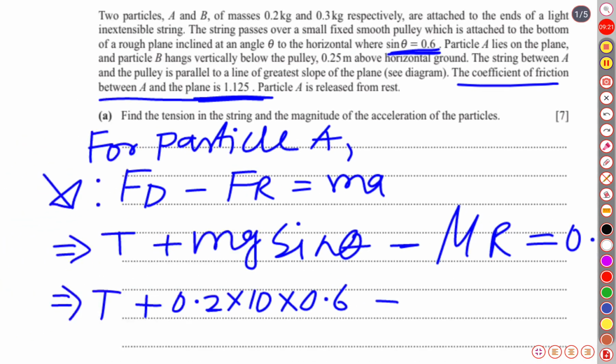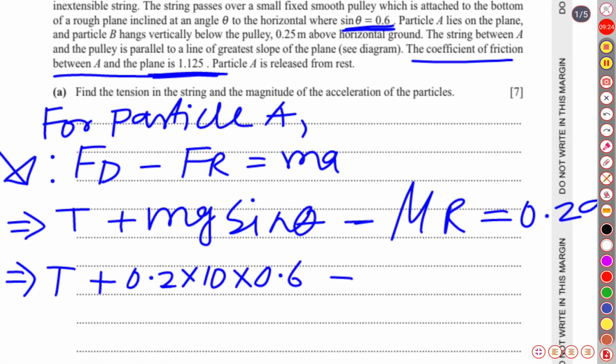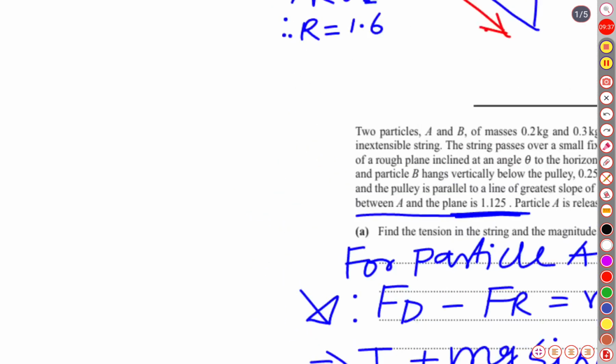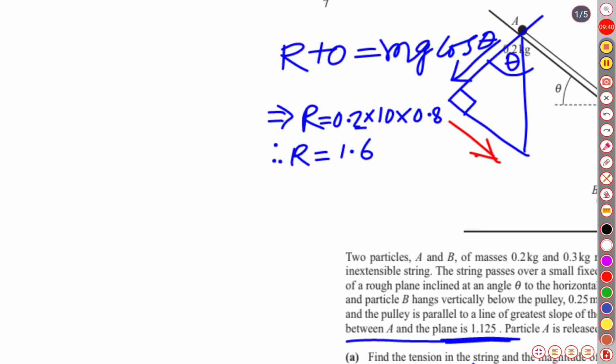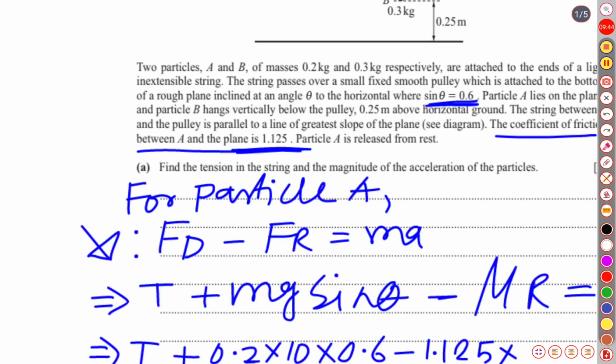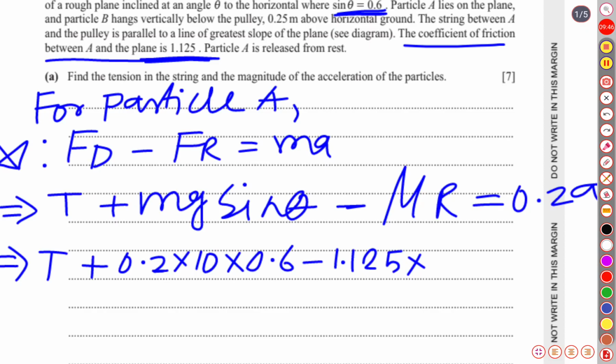Minus 1.125, and it will be multiplied by the normal reaction. The normal reaction has already been obtained, nothing but 1.6. 1.6 is our normal reaction force. So it's 1.6, equal to, the right side is nothing but 0.2a.